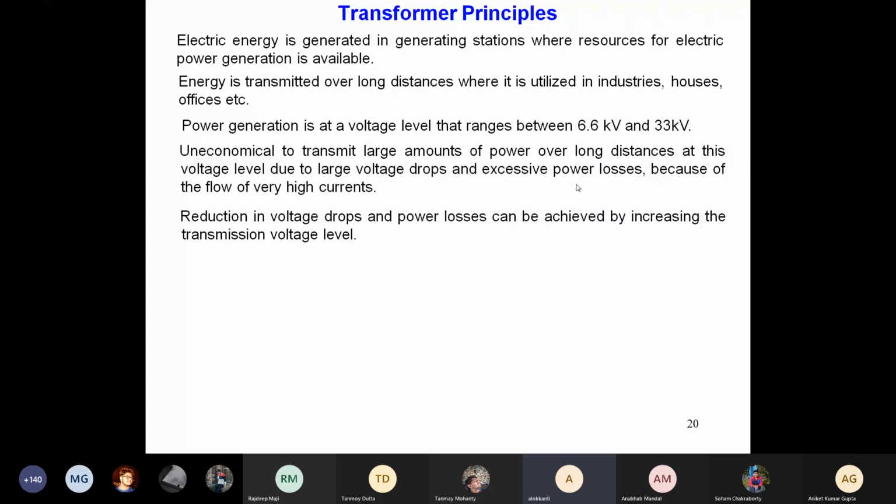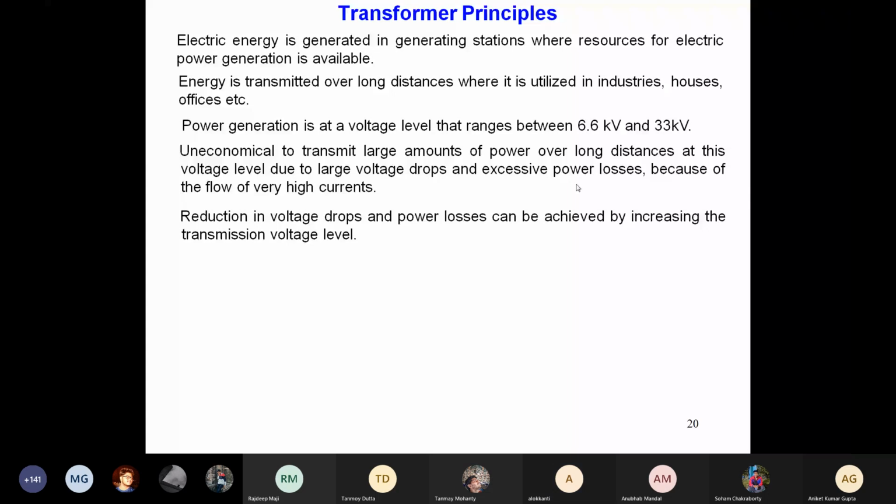So if the voltage at which power is generated in the generating station can be increased and then dispatched, this reduction in voltage drop and power losses can be achieved. This can be shown mathematically. All this is part of a mathematical derivation which we will not do in this class, but it can be shown that the voltage drops and the power losses reduce if we transmit at high voltage.